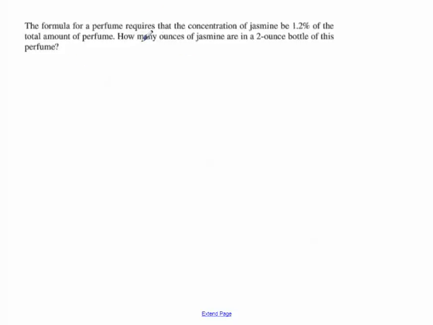So again, we've got to take a look at this information and summarize it maybe in a different way. We're looking for the amount, how many ounces. The amount of ounces of jasmine in a 2-ounce bottle. We know it's 1.2%. So maybe we could rephrase it as: what ounces is 1.2% of 2 ounces? Not a great wording.